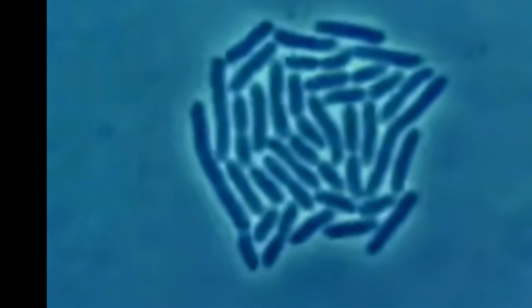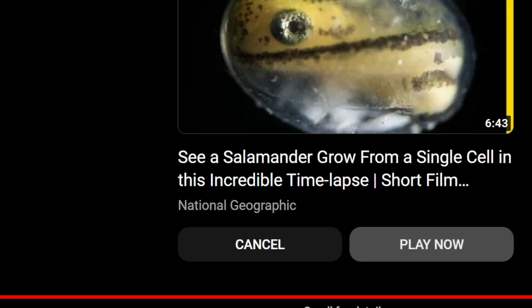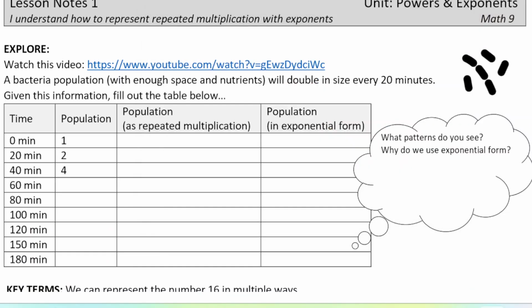So when bacteria grows, about every 20 minutes for certain bacteria, essentially each cell just divides in half and it grows really fast. It grows exponentially. So we're going to look at the pattern of how this bacteria grows and how that looks mathematically. Okay, so let's close that video and fill out this table here.